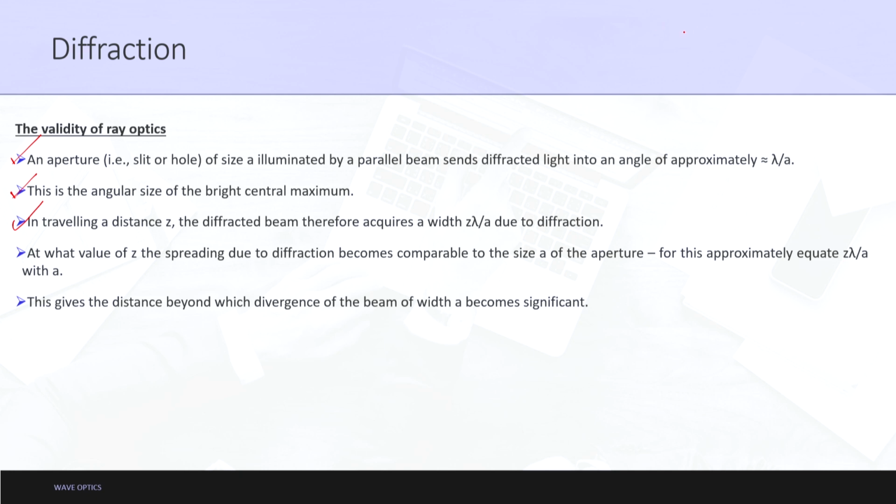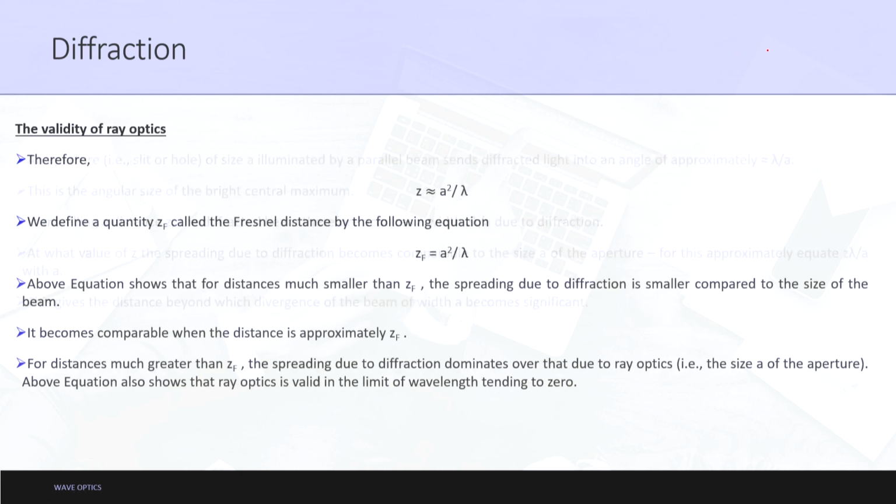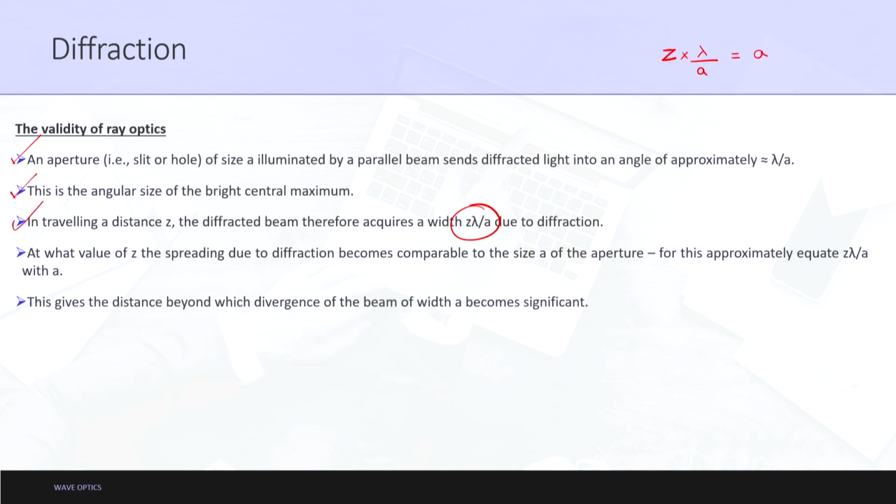So we just need to find the value of z. Let us say z is the variable here, similar to x, and we need to find the value of z such that z lambda by A, this width, is approximately equal to A. Then a simple mathematical calculation gives you z is approximately equal to A square by lambda. What is the significance of A square by lambda, I will convey to you. First let me just iterate this again. So this concept is done.